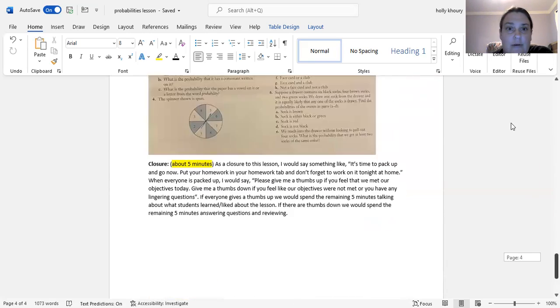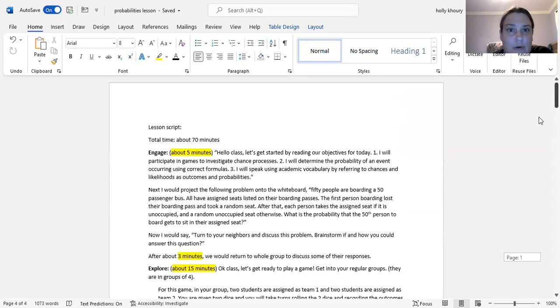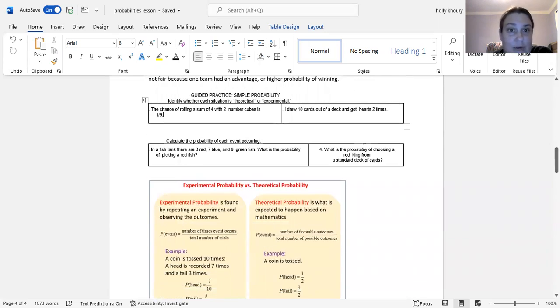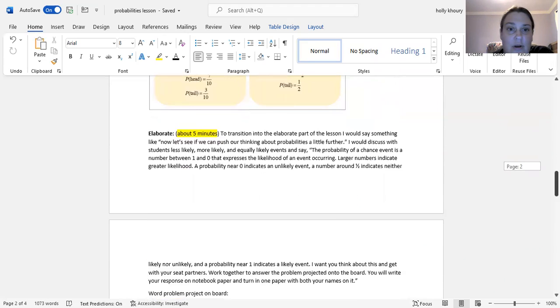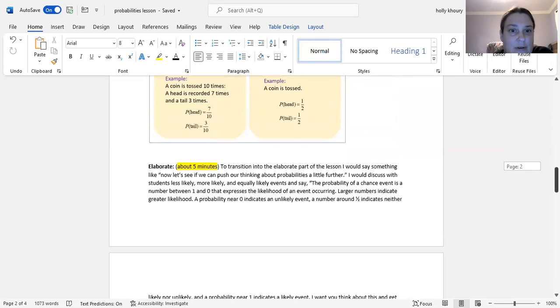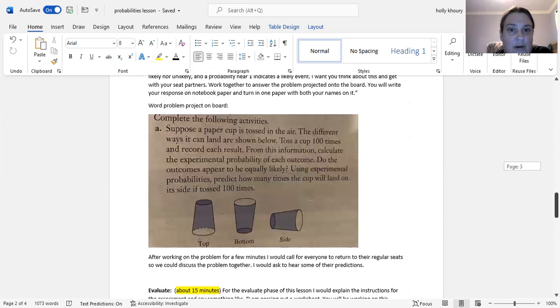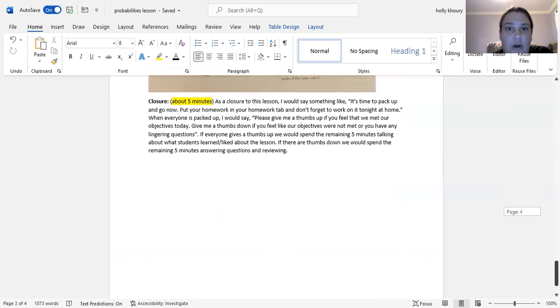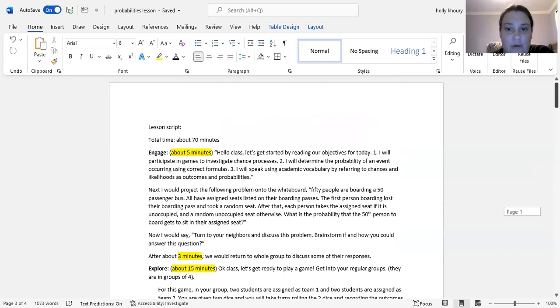That is all. I want to show some of our work examples again. So we've got the guided practice and the anchor chart. A link to the video was up there. And then the elaborate problem and our homework problem. I do also have a link to the Kahoot game.